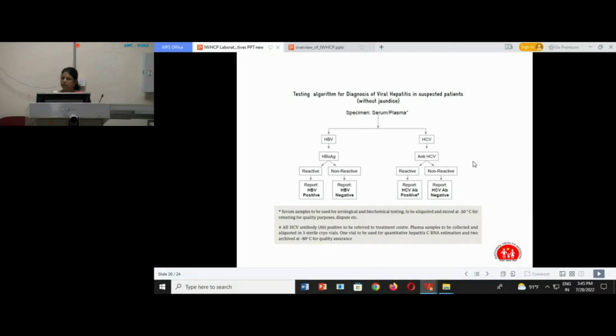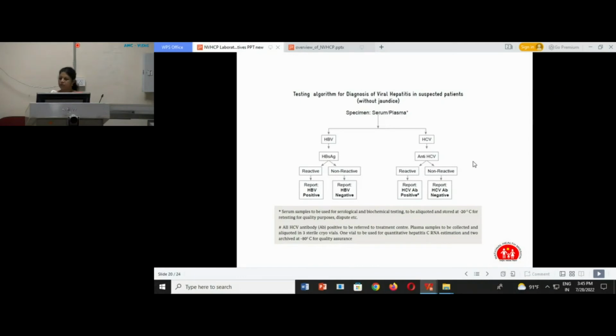If the sample is tested for HCV, hepatitis C, and anti-HCV is detected, it is reactive and the report is given as hepatitis C positive. If it is non-reactive, the report is given as hepatitis C negative. Here also a similar procedure is done. The samples are stored at minus 20.